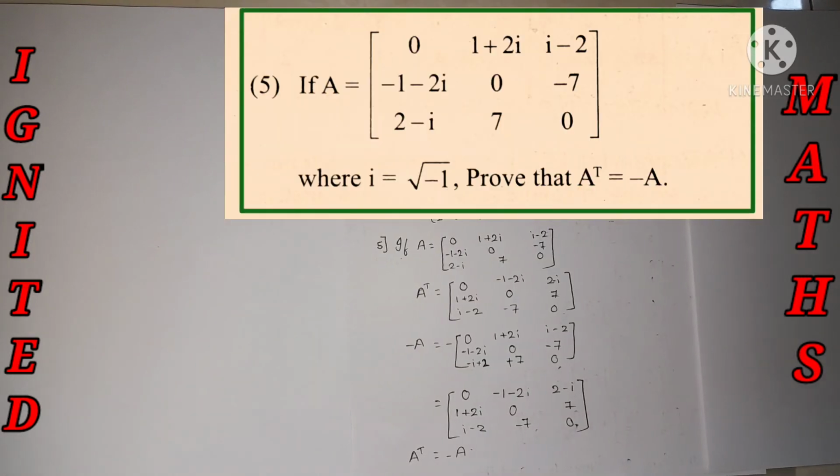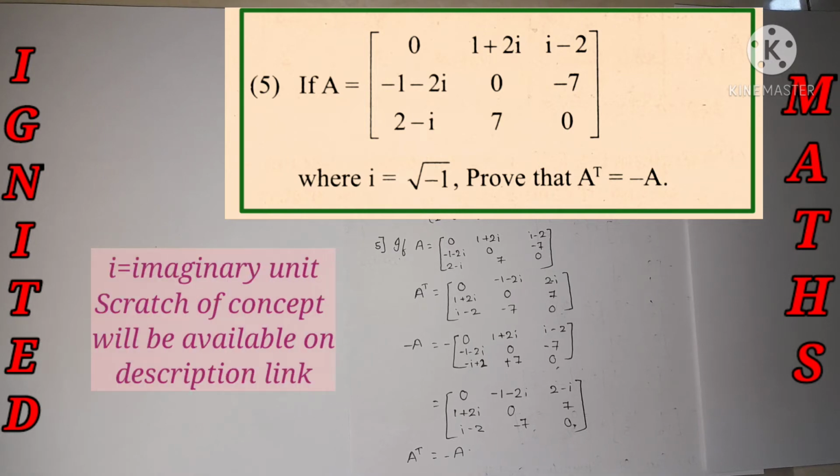According to the fifth main question, they have given that matrix A is of order 3 cross 3, and i is nothing but the imaginary number, equal to root of minus 1, and we need to prove that A transpose is equal to minus A. It's such an easy question because this exercise is completely based on the transpose, and a very easy topic according to the matrices chapter.